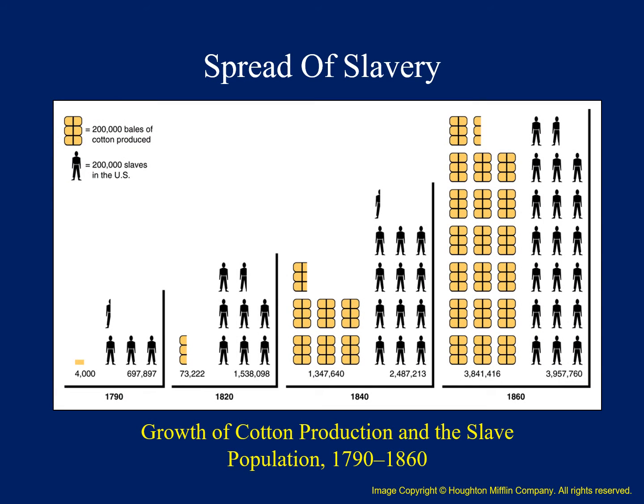Again, here's another visual that can help to explain some of the spread of slavery. In 1790, a little bit of cotton was produced, 4,000 bales, and we did have a lot of slaves, 700,000. However, over the years, as more cotton was produced, the number of slaves in the United States increased dramatically. On the eve of the Civil War, there were probably just shy of 4 million slaves in the United States.